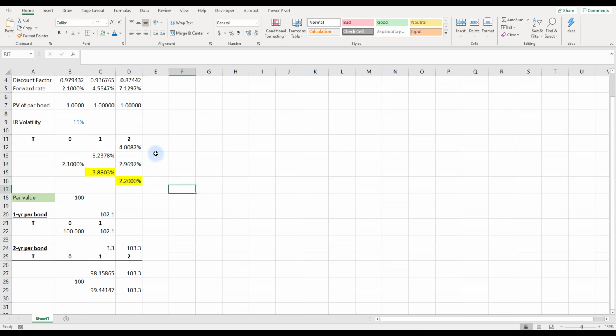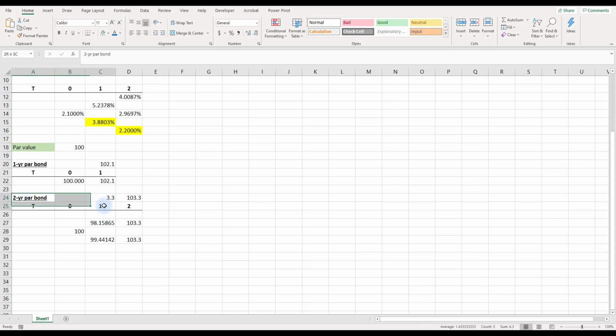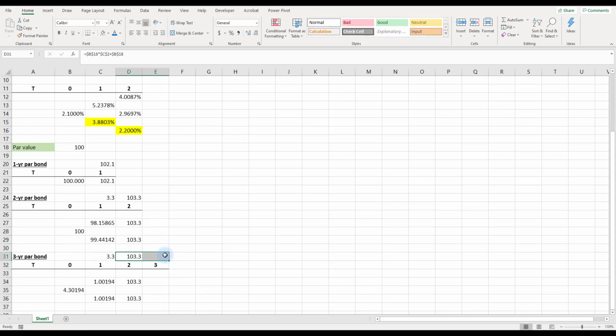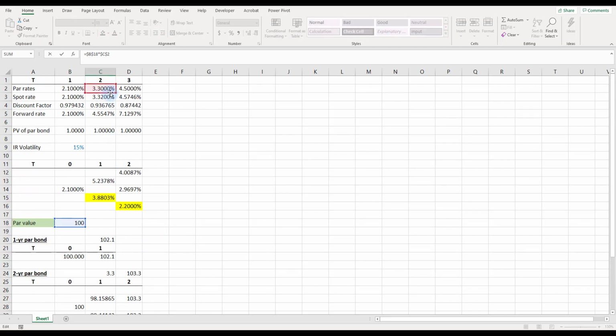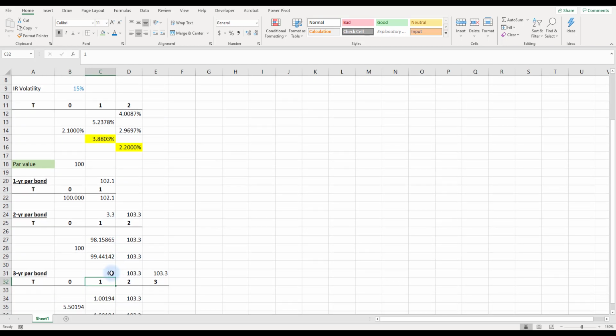So now let's move on to the last period, which is the second period. I'm going to just copy this downwards. This will apply for the 3-year bond, so that's a 3-year par bond. I'll extend this to 3 years, and then the cash flows, I'll just pull it over. But bear in mind that the coupon rates are different now, so it should be 4.5%. Copy this over, and then you have to add the par value.